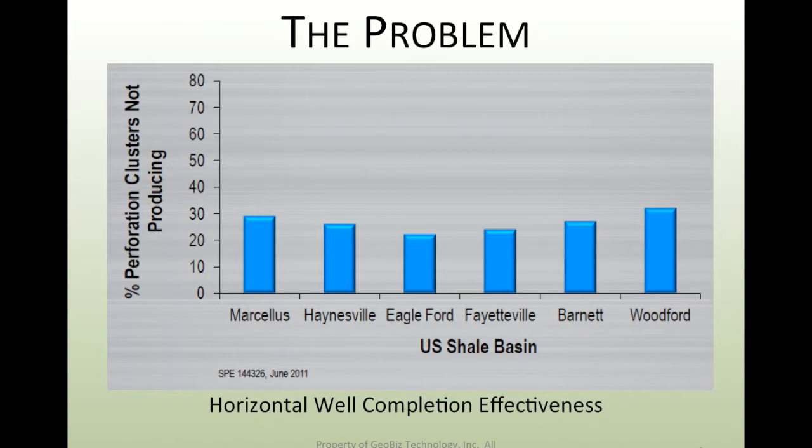I was at a symposium in late 2014, and the entire premise of the symposium was that 80% of production comes from 20% of the perforations. Now, this bar graph from an SPE publication in 2011 is not quite that negative. It's saying that about 30% of perforations are not producing.